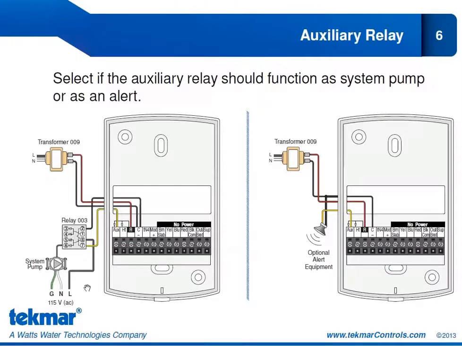If it's set up as a system pump, then that relay will be closed continuously during the melt, idle, or storm operation. If you are connecting it to the alert equipment and set it up as an alert function, then that relay will only close when there is a local error.